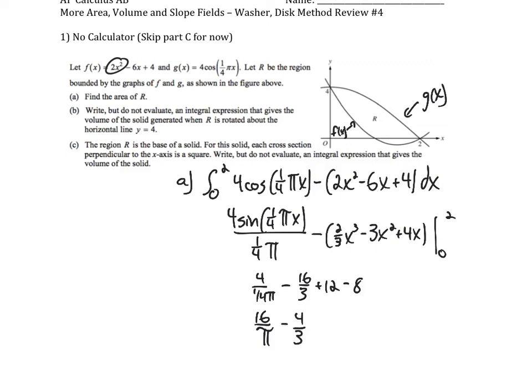Again, probably the toughest part is taking the integral of the 4 cosine piece. Again, if you're having trouble, do use substitution. You can certainly do it that method.